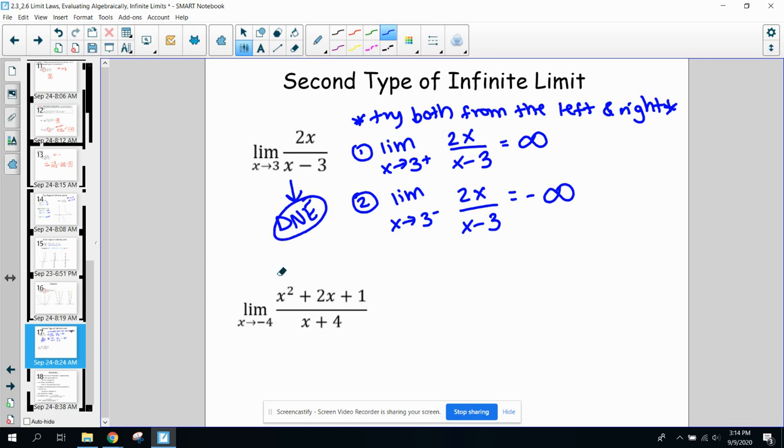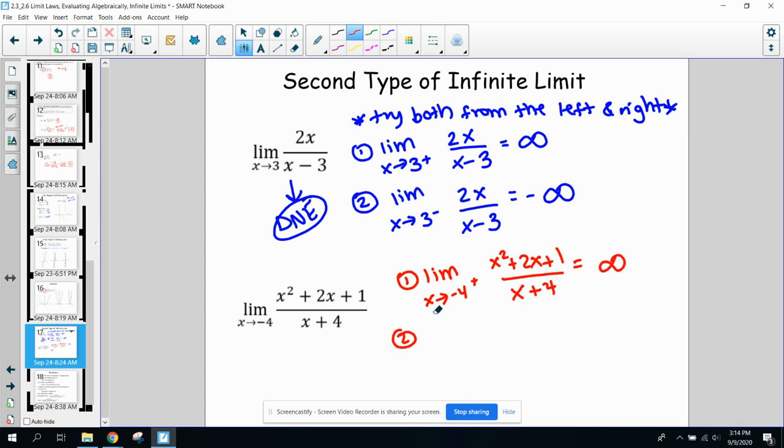So we always want to pick numbers that are close to the value, but coming from the sides. In this one, I'm going to do the same thing and pick values that are close. We're going to break it up into the limit as x approaches negative 4 from the right of x squared plus 2x plus 1 over x plus 4. I'm going to pick two values, negative 3 and negative 3.5, plug them in, and see whether my numbers are getting bigger or smaller. In this case, they get bigger.